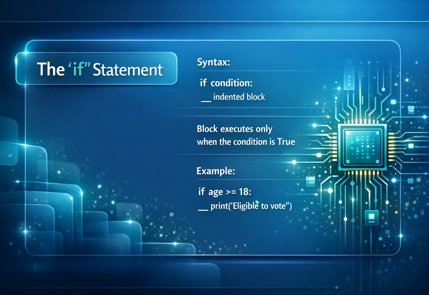The if statement is the most basic form of selection. You write a condition after the word if, followed by a colon. If the condition evaluates to true, the indented block of code below it executes. For example, if age is greater than or equal to 18, print eligible to vote.